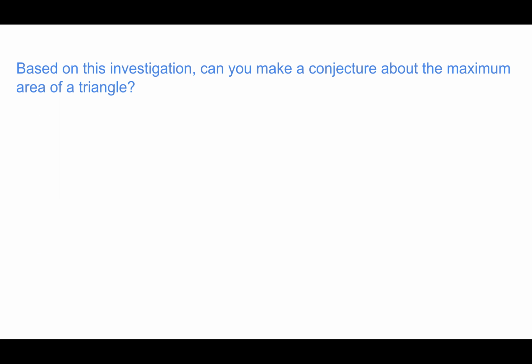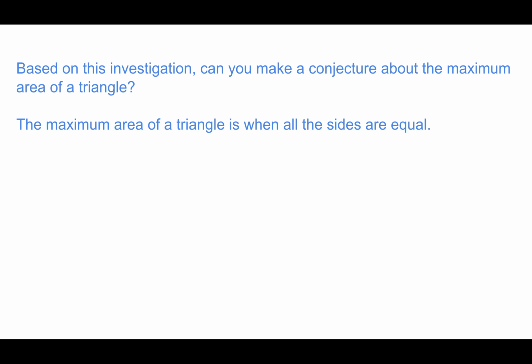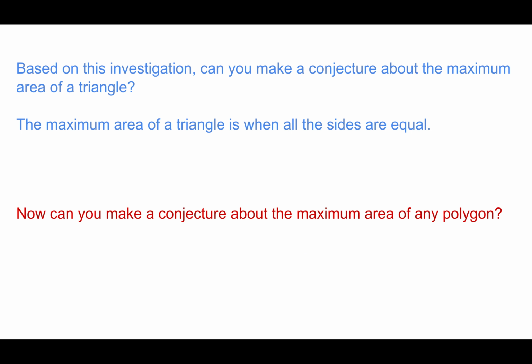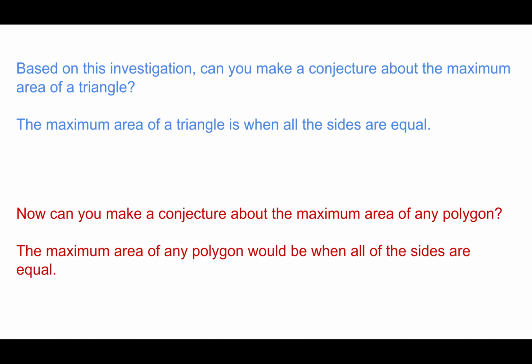So based on this investigation, can you make a conjecture or a rule about the maximum area of a triangle? Well, the maximum area of a triangle is also when all the sides are equal, just like with the quadrilateral. So can you make a conjecture about the maximum area of any polygon? Well, the maximum area of any polygon would be when all of the sides are equal, no matter how many sides it has.